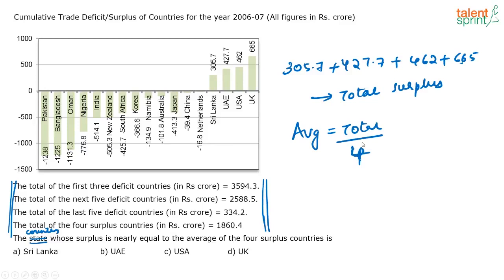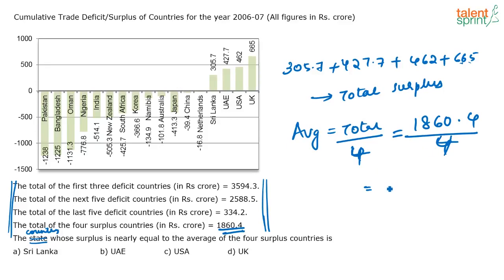But see here, as I said, always look at the directions that are given here. See what they have given here, they have already given you the total value. You needn't sit and add. They have added and given you the answer here directly. So, all you have to find out is 1860.4 divided by 4. That will be your answer. See, they have already given the total of the 4 surplus countries is so much. So, you needn't add them separately. You can directly take the value from here, divided by 4. So, when you solve this, what do you get?